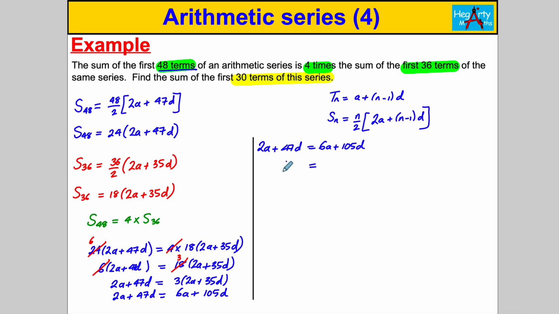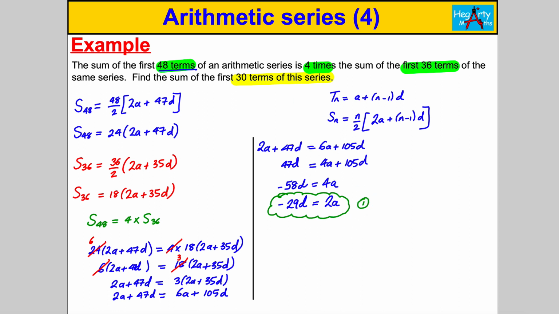Let's subtract 2a off both sides. I get 47d is equal to 4a add 105d. And let's subtract 105d off both sides. And I get that 4a is therefore 47d take away 105d, which is equal to negative 58d. So dividing both sides by 2 here, I get that 2a is therefore equal to negative 29d. And that could be really useful to us. It's a nice easy formula connecting a and d. I'm going to call it equation 1.